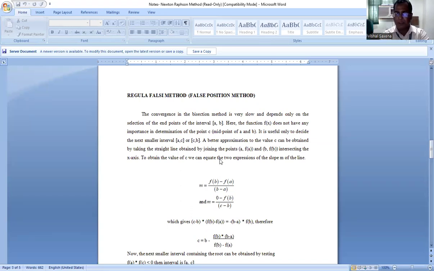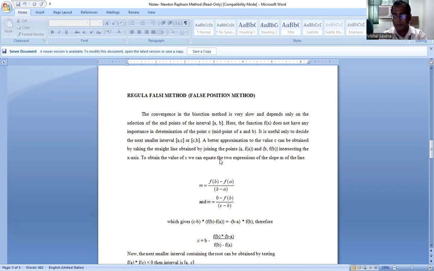This topic is a part of the course Numerical Computation in the BCA 6th semester program, as well as a part of the course Numerical and Complex Analysis in the BSc BA 8th semester of the university. The regular Falsi method, also called the false position method, is a method to solve transcendental equations as well as algebraic equations.